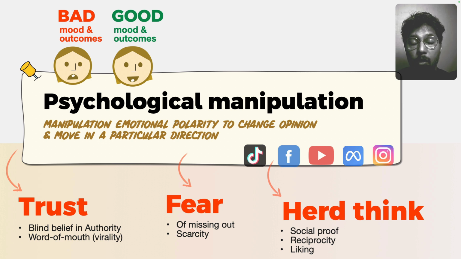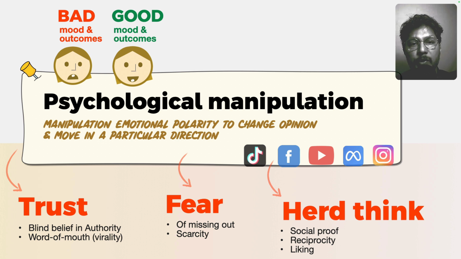But the other aspect of trust is word of mouth, right? I mean, obviously humans are intelligent, right? They don't just blindly trust authority, but we also trust word of mouth, right? People within our circles, our close friends, we value their opinion too. And that's why virality is such an important aspect, right? How do things go viral?